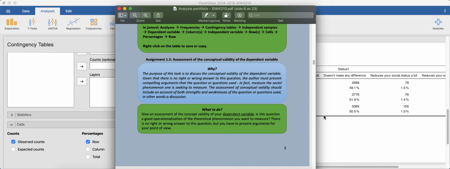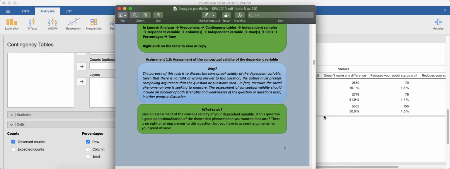The purpose of this task is to discuss the conceptual validity of the dependent variable. Given that there is no right or wrong answer to this question, the author must present compelling arguments that the question or questions used in fact measure the social phenomenon one is seeking to measure. The assessment of the conceptual validity should include an account of both strengths and weaknesses of the question or questions used. In other words, a discussion. Give an assessment of the conceptual validity of your dependent variable.